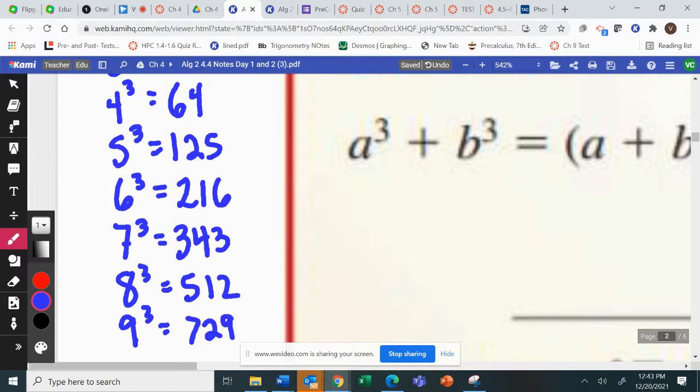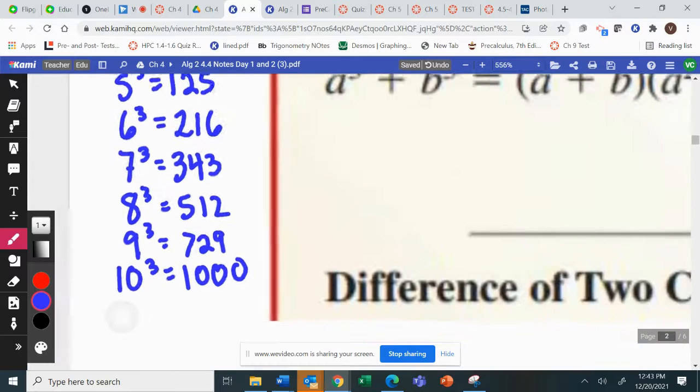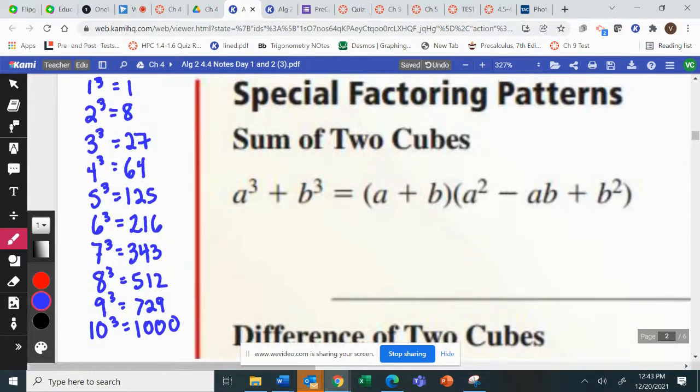And those last ones aren't really used as much because not as many people have them memorized, so they tend to not happen on quizzes and tests. At least not as much. And of course there's more, but this is a good list to know, or at least to have when we do our assignment. So the sum of two cubes is the formula that you will need to memorize.